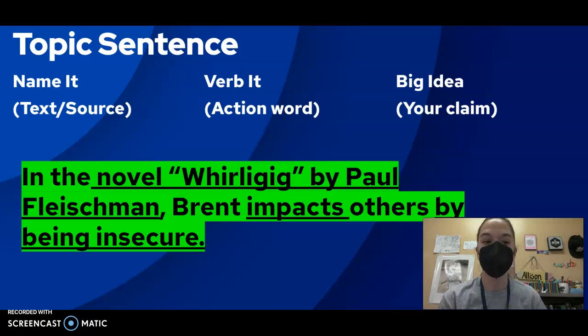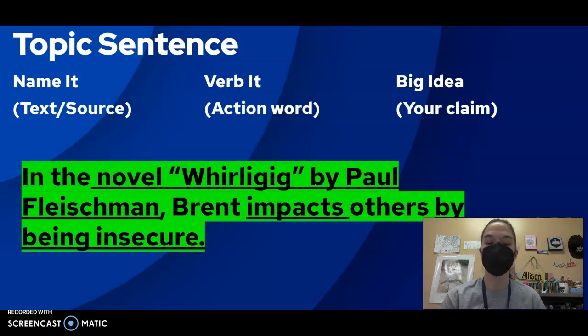All right, so let's take a look at your three-part topic sentence. So we know right now that a topic sentence is going to have our name it, verb it, and big idea. Name it is going to be the text or source that you studied. Verb it is an action word to answer your prompt. And then big idea is what we kind of call your claim, or what you're saying about the prompt.